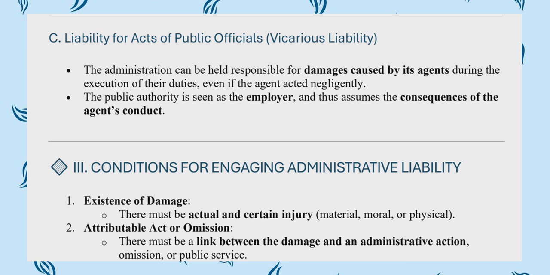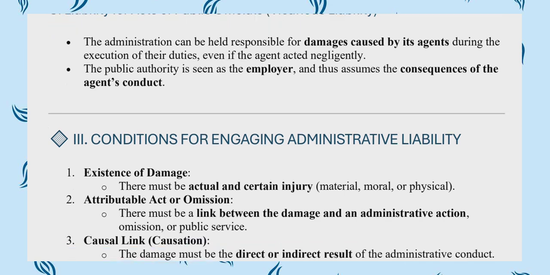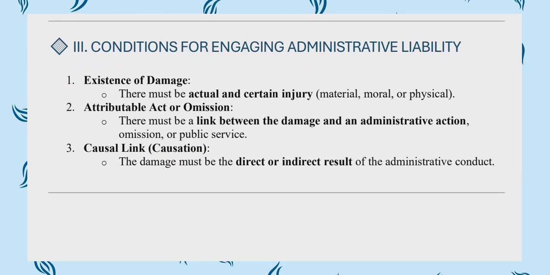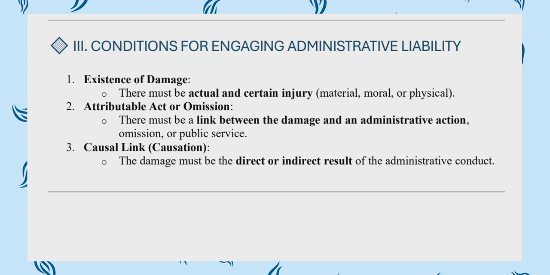Now, after looking at this type of fault, I believe by now you understand what is meant by administrative liability. You also understand what is meant by liability without fault and administrative liability due to fault. Now, what are the conditions for you to engage in administrative liability? Number one, there must be the existence of a damage. Something must have been destroyed. It can be material, moral, or physical damage, but something must have been damaged. An injury must have been caused.